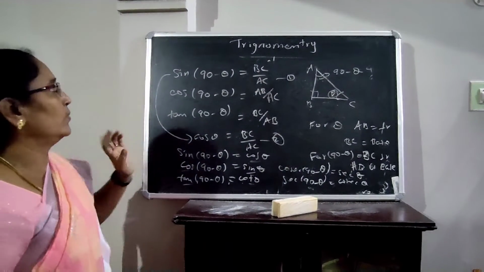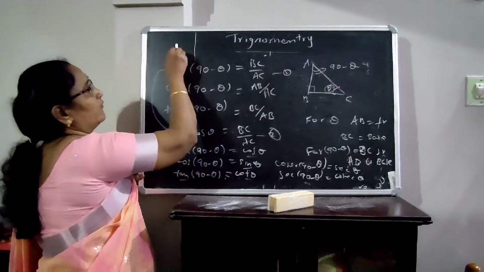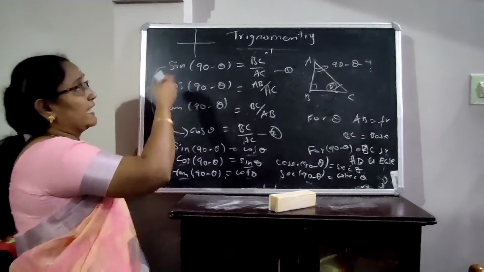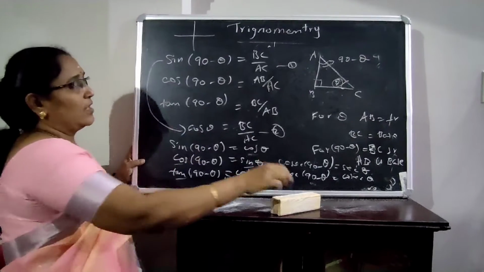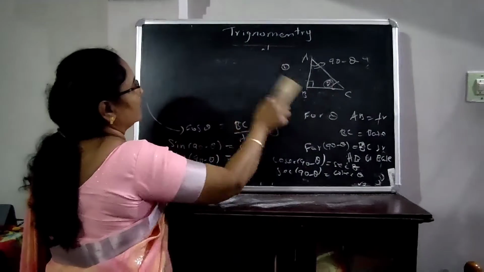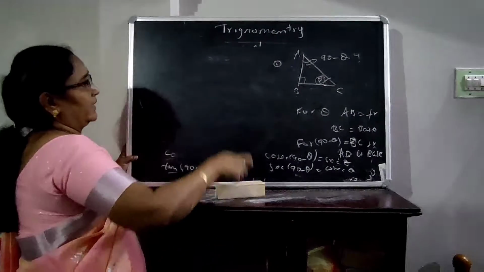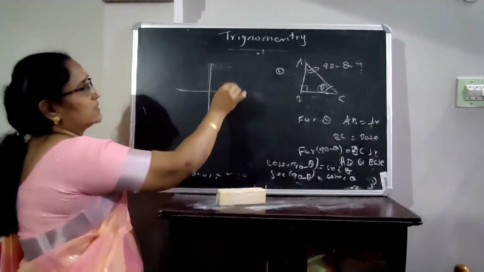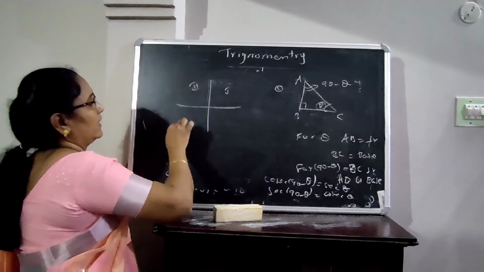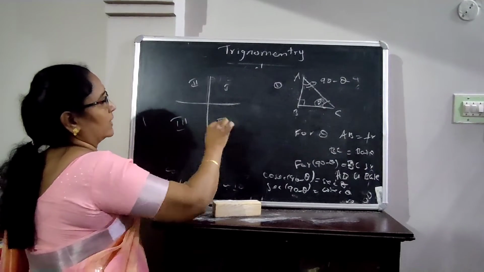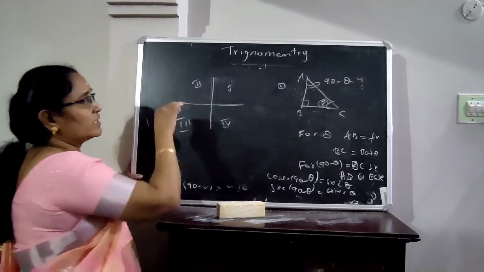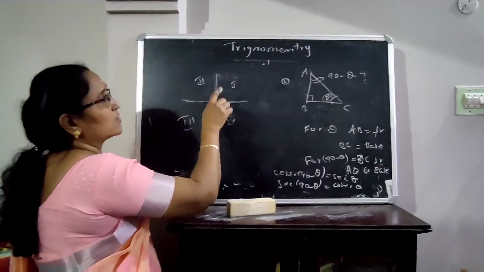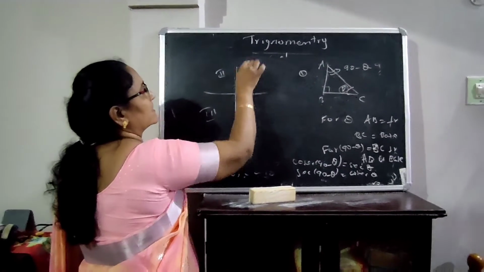One more thing is very important. There are 4 quadrants. Which angles, which ratios are positive in which quadrant? A plane has 4 quadrants: first quadrant, second quadrant, third quadrant, fourth quadrant. In which quadrant are which ratios positive and negative? For that you simply remember one sentence.